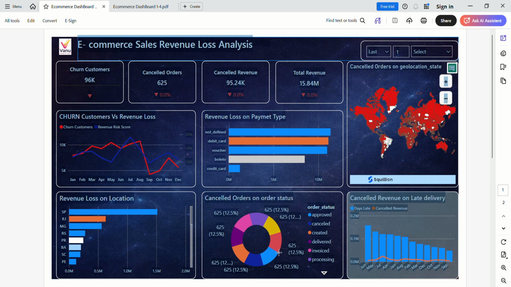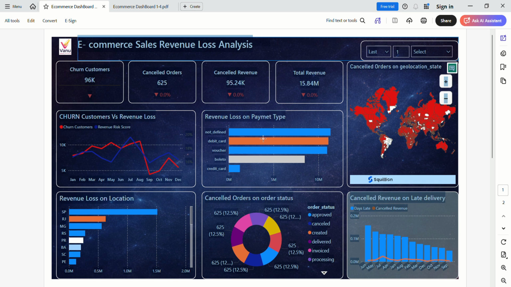The cancelled orders, the cancelled revenue, the total revenue, and what is the reason for the cancelled orders, how much the cancelled orders affected the revenue, and the reasons for the cancelled orders, like delivery delay or product delay, etc. So we can see here the line chart is explaining about the churn customers against the revenue loss, churn customer wise.